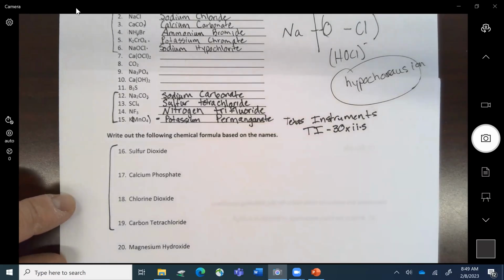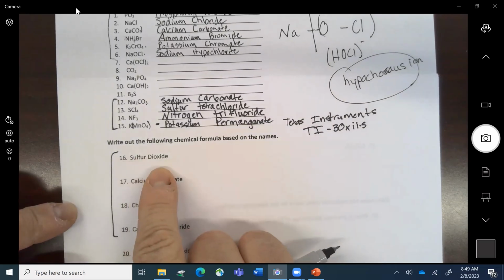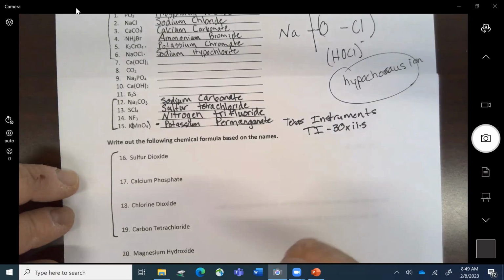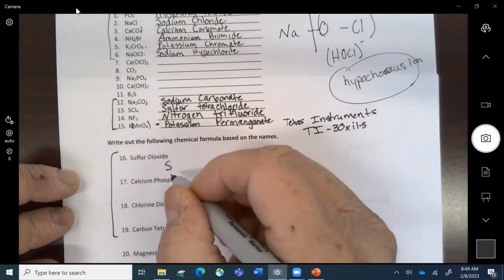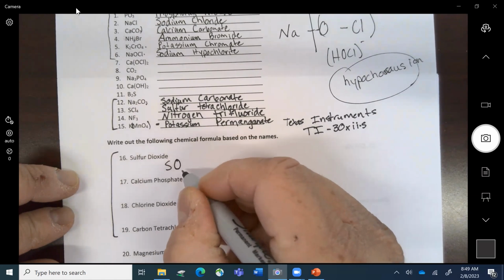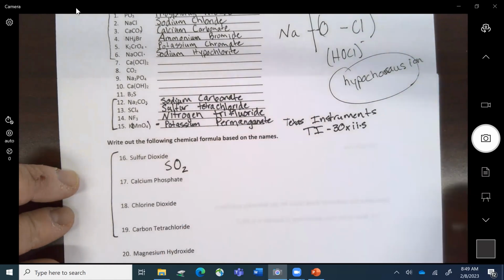All right, sulfur dioxide. So S for sulfur, dioxide. It tells us O is oxygen, di means 2. All right.